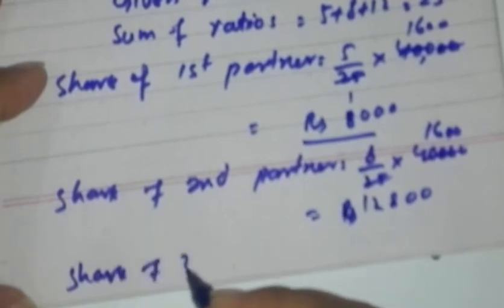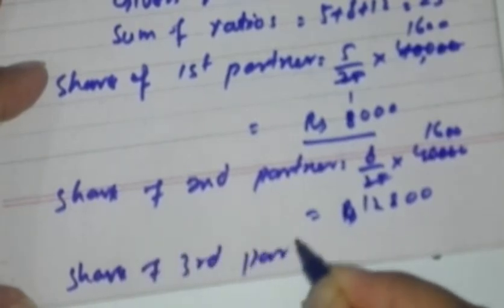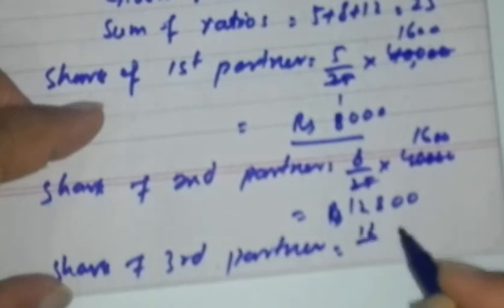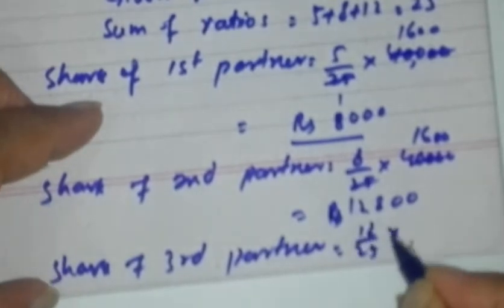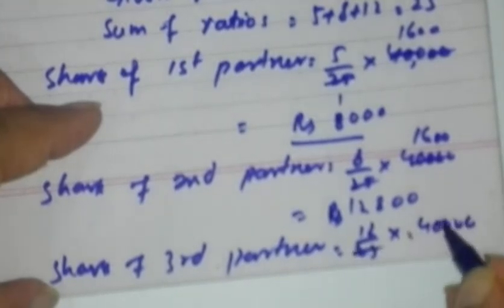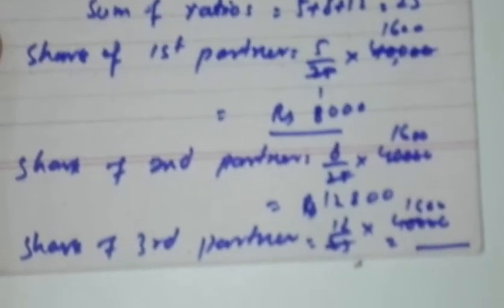Share of the third partner. It will be what? 12/25 into 40,000. 25 into 1600 is 40,000, and 1600 multiplied by 12, what is the answer? So do it.